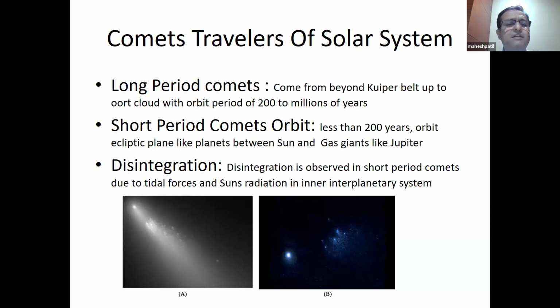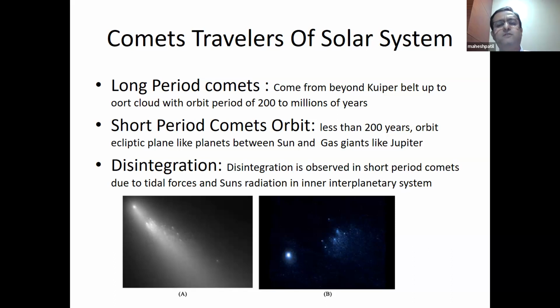Their behavior also changes because of this. When you are moving around in the inner interplanetary system, you are bound to be affected by the gravity fields of strong planets like Jupiter, Saturn, and Neptune. And when you go close to the Sun, apart from the Sun's gravity, they also face radiation. So they pay the cost of staying in this inner interplanetary system, and eventually they tend to disintegrate.